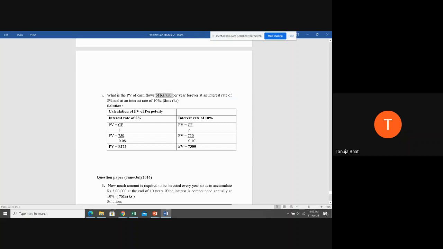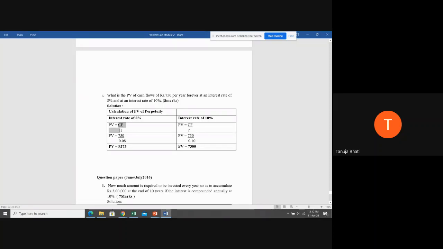So here they have given us a cash flow. Here they have given us the rate of interest. Have they given the number of years, students? No, ma'am. So when there is no number of years and when the word forever is used, what does it determine? Perpetuity. Very good. So obviously we have to find out the calculation of present value of perpetuity using the interest rate at 8% and again using the interest rate of 10%.